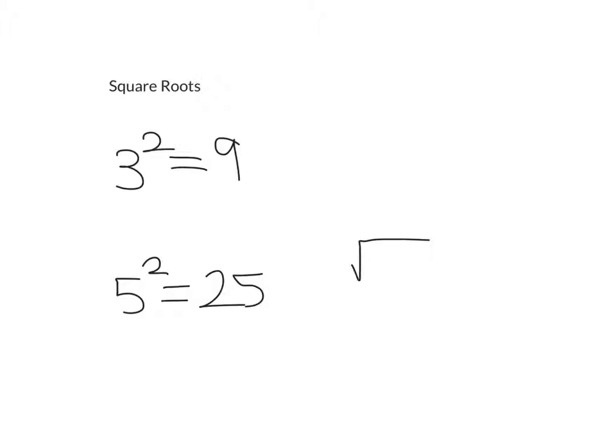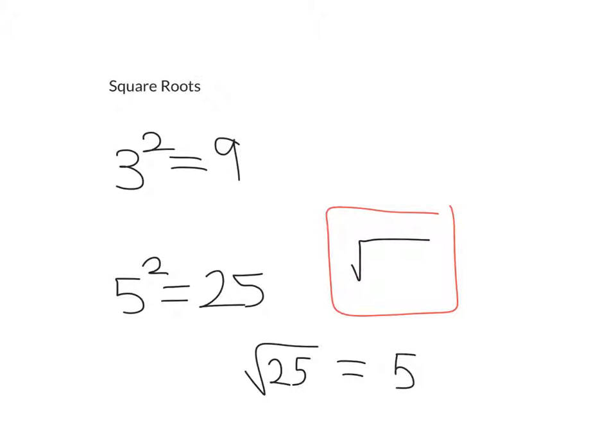Now, this symbol here means take the square root of something. If we put this here, square root of 25, we're looking for what number times itself is equal to 25. And that's just going to be equal to 5, because 5 times 5 equals 25. And up here, if I say square root of 9, that's going to be equal to 3, because I'm looking for what number times itself equals 9.